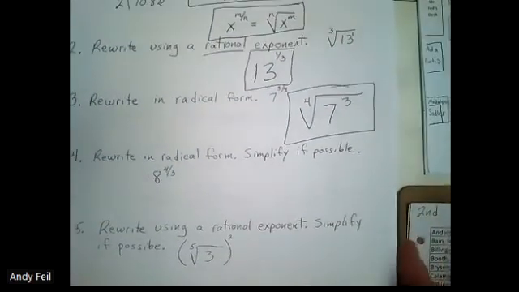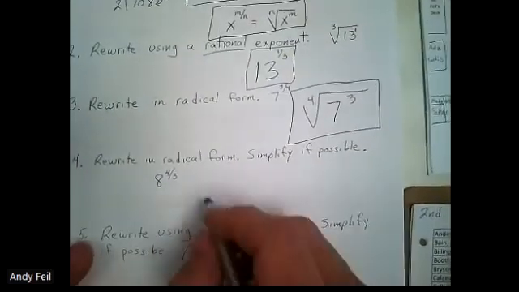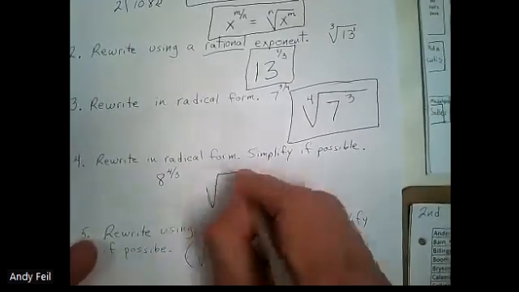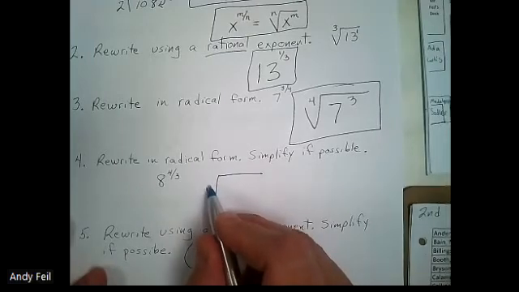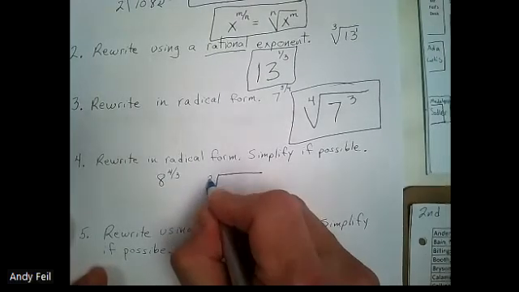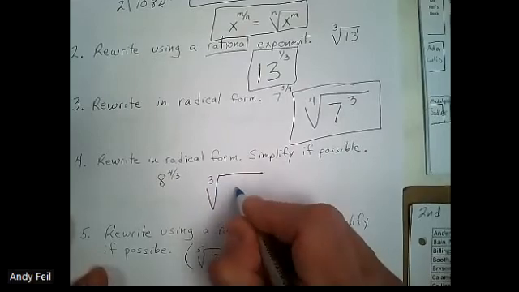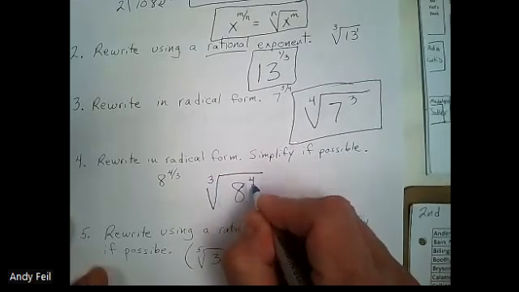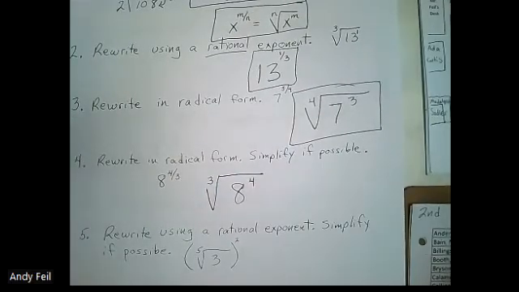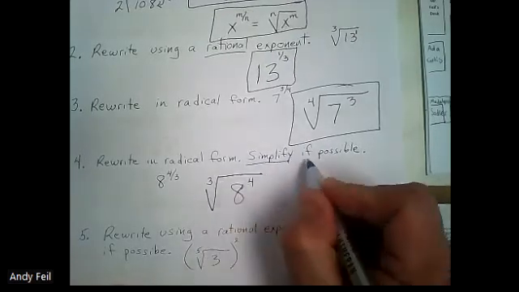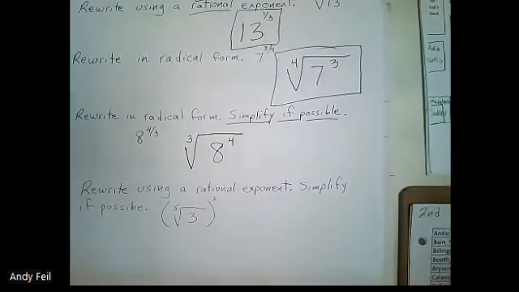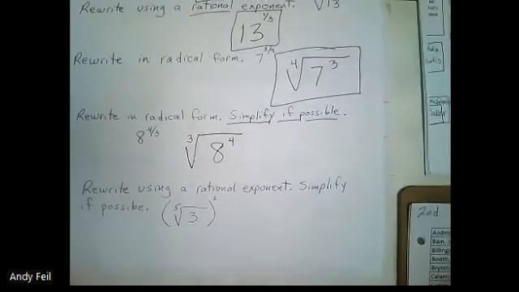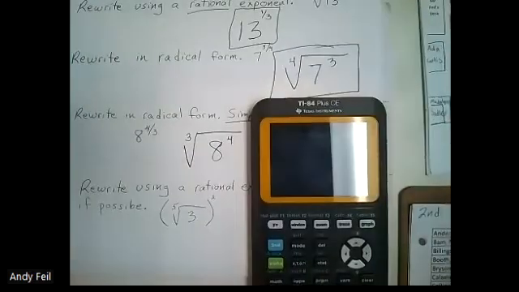Number 4, rewrite in radical form. All right, same kind of a deal. We're going to put a radical there. What goes in the index? 3. What goes down here? 8 to the 4th. Is that the answer? No. Almost. But it says these mean words right here: simplify if possible. Might it be possible? Yes, very. Should we ask our calculator for help?